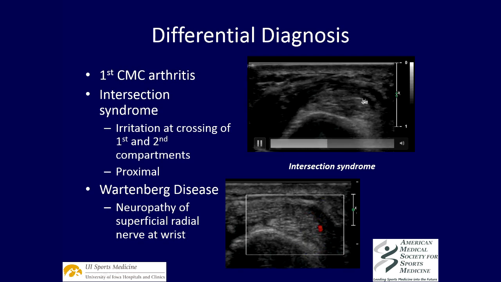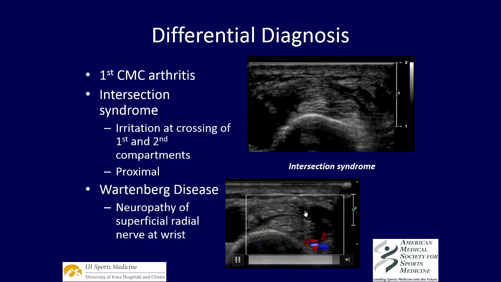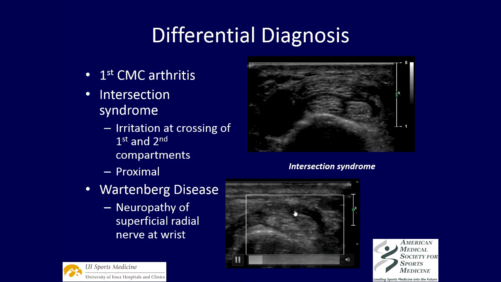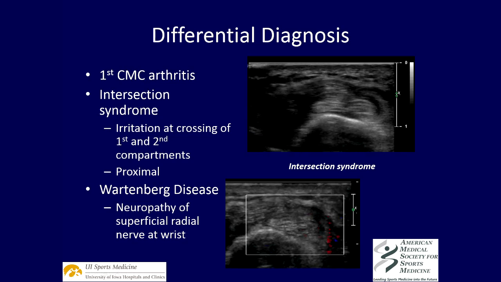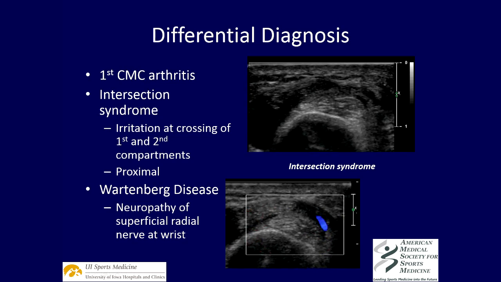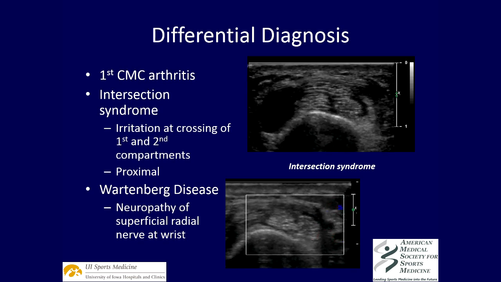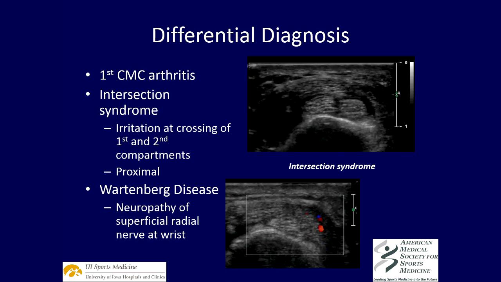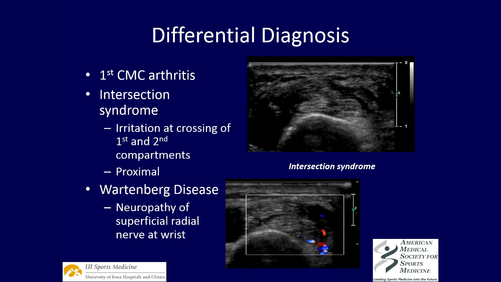This area was very tender to palpation for the patient, and we can also see hyperemia through that region as well. So these are typical findings of intersection syndrome. You may not see any of these findings in even classic clinical cases, and so oftentimes this will be a clinical diagnosis, and you can utilize ultrasound to perform injections safely into the region if need be.